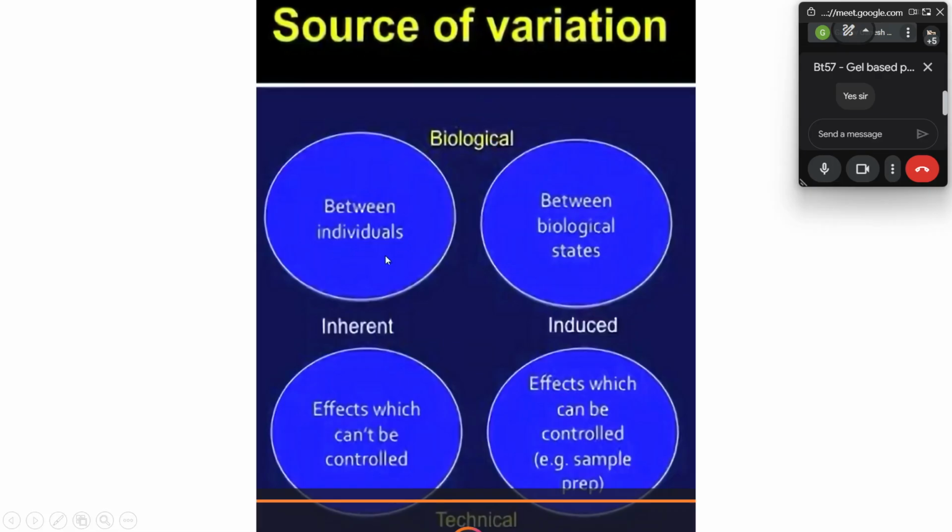There can be variations between individuals, and because of that your samples might get affected. These effects can't be controlled, as they are inherent, or induced by biological states themselves, or by the way you take out the sample. But some can be controlled, because you need to take samples at the same time point, with the same ethnicity or the same state. All of those need to be considered during sample preparation, when collecting the samples.